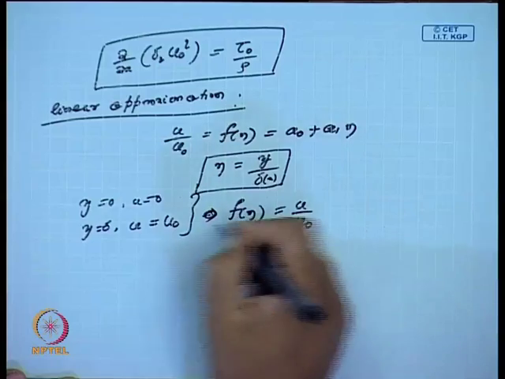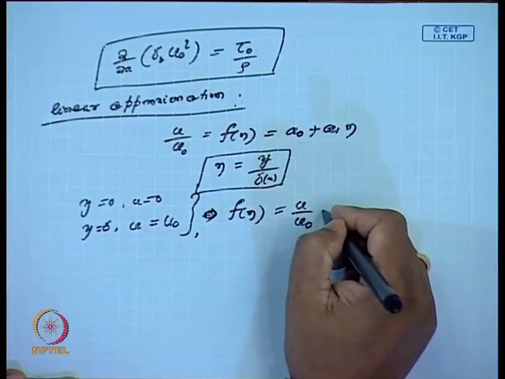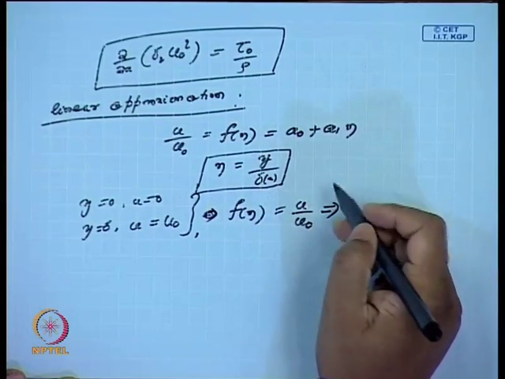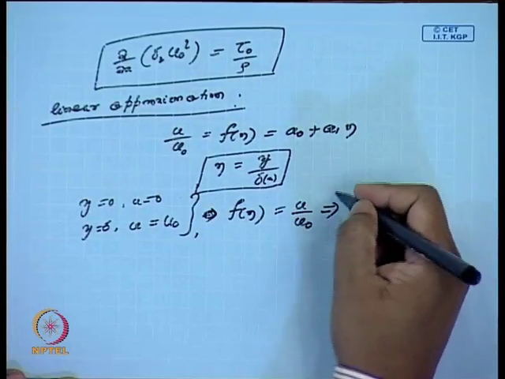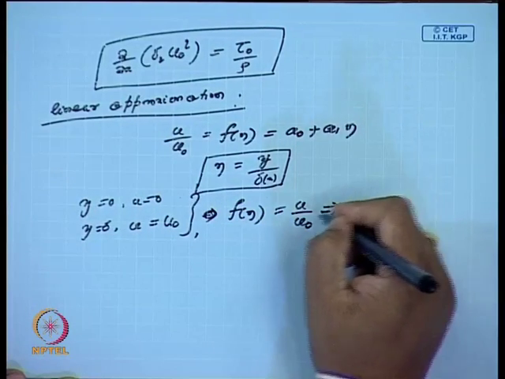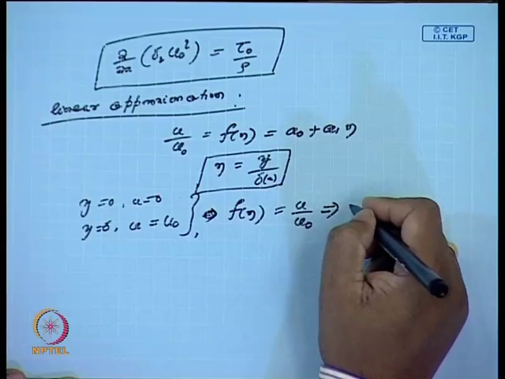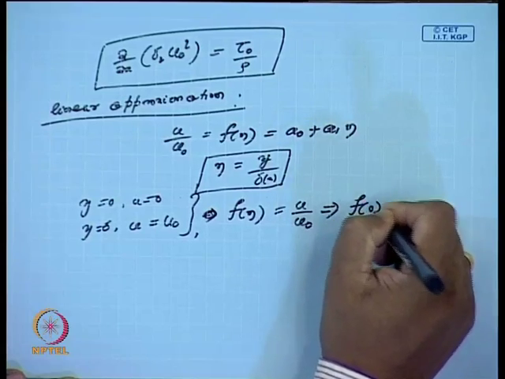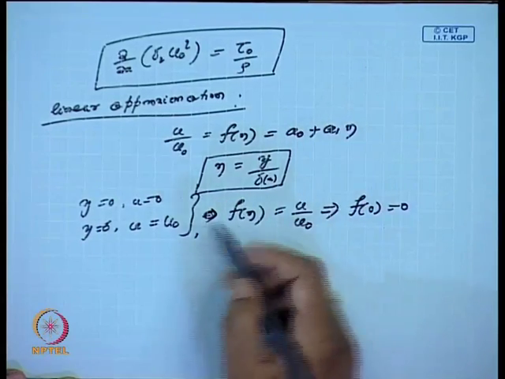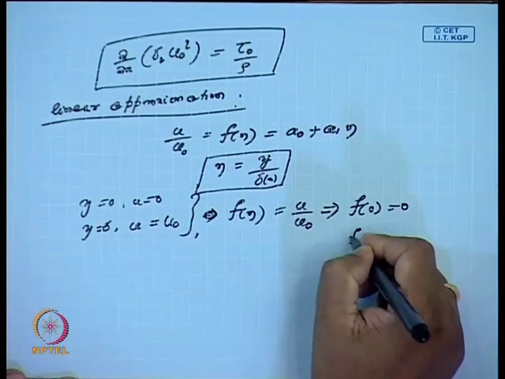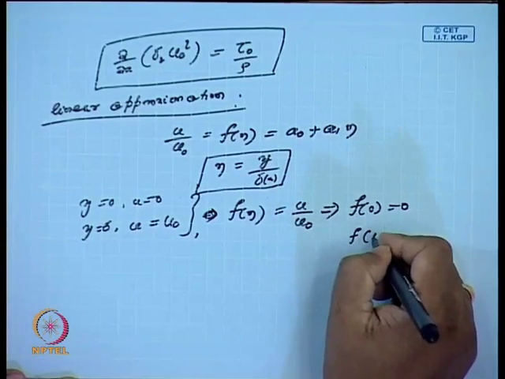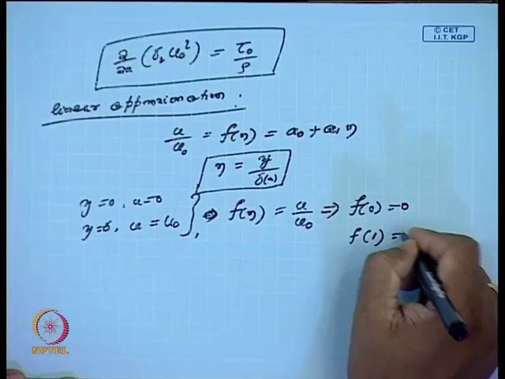Okay. So f of eta, which is u by u naught. At y equal to 0, u is 0. So that gives me f of 0 is 0. And further, at y equal to delta, u is equal to u naught, that gives me f of 1 is equal to 1.